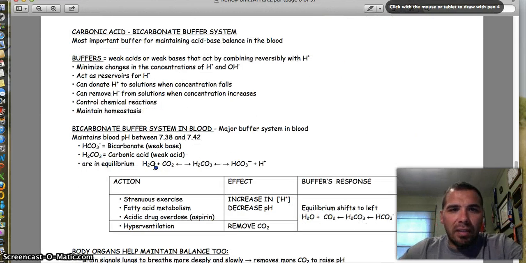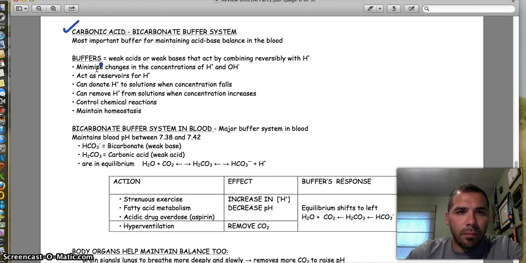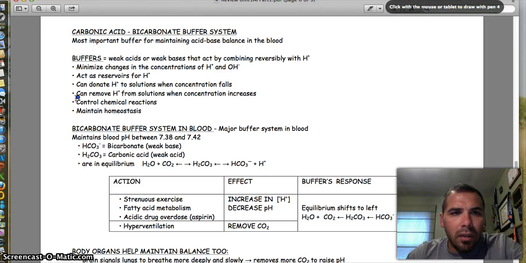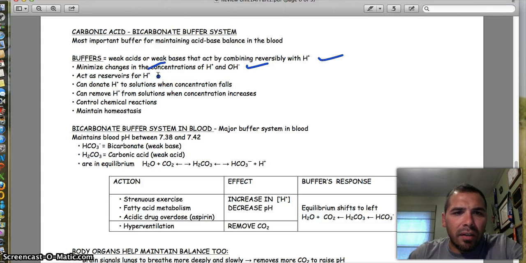Alright, let's get to this buffering system, because I will have some questions on this buffering system. So, carbonic acid. Buffers are weak acids or weak bases that act by balancing it out, minimizing change of concentration. Some act as reservoirs. Some can donate and some can remove.